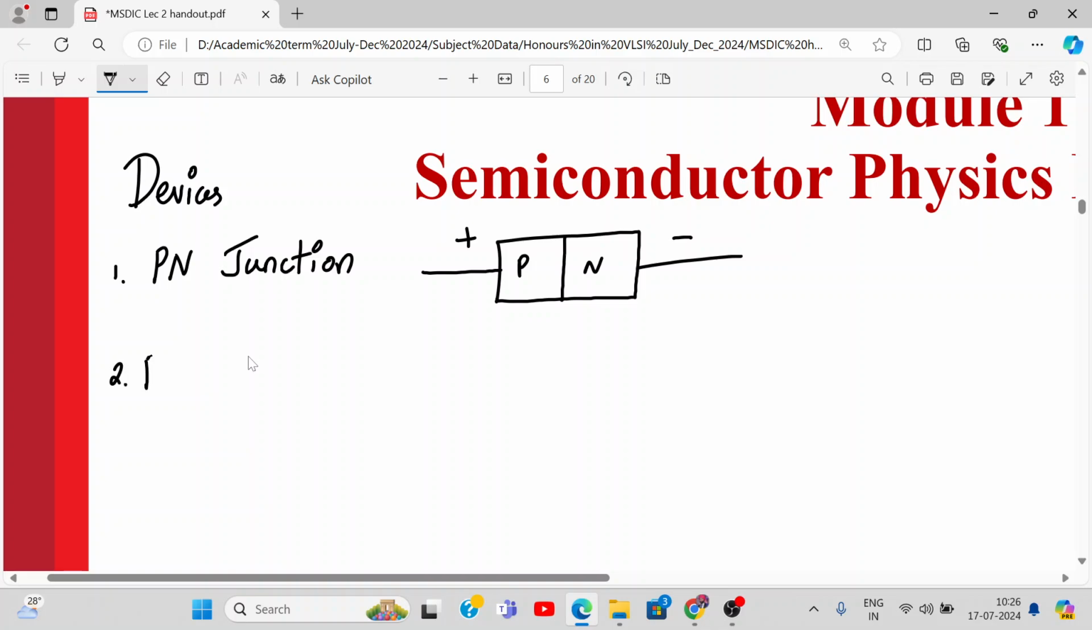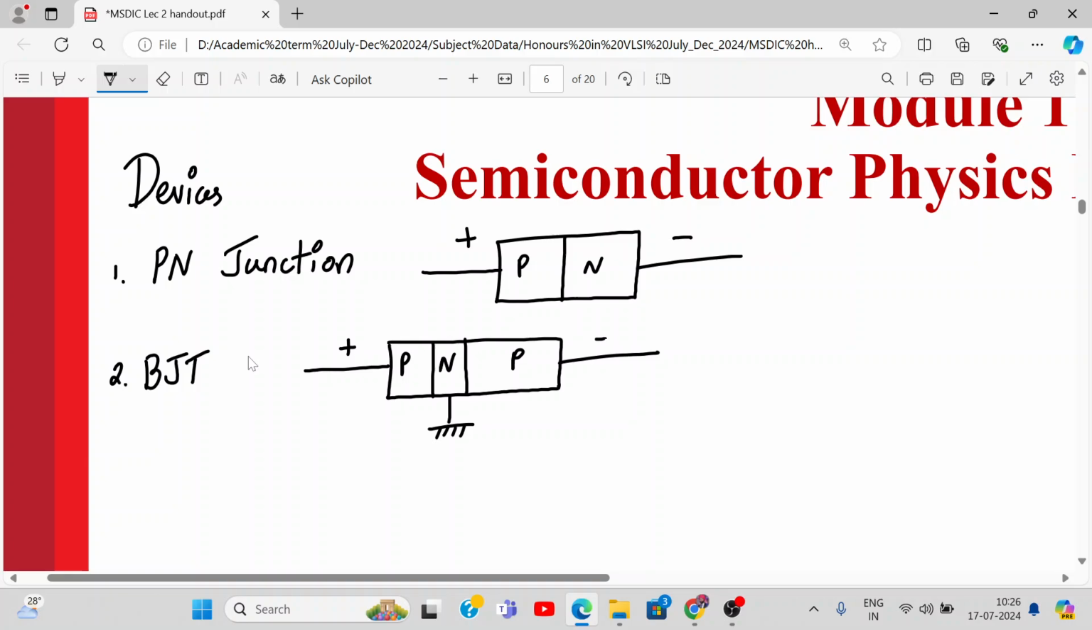Then we have the bipolar junction transistor, BJT. In a BJT we have three terminals and two junctions. So here, let's say P, N, P. You can have a variety of categories, but this is P, N, P. Here also we can apply voltages. It's the structure of these devices which I'm drawing.